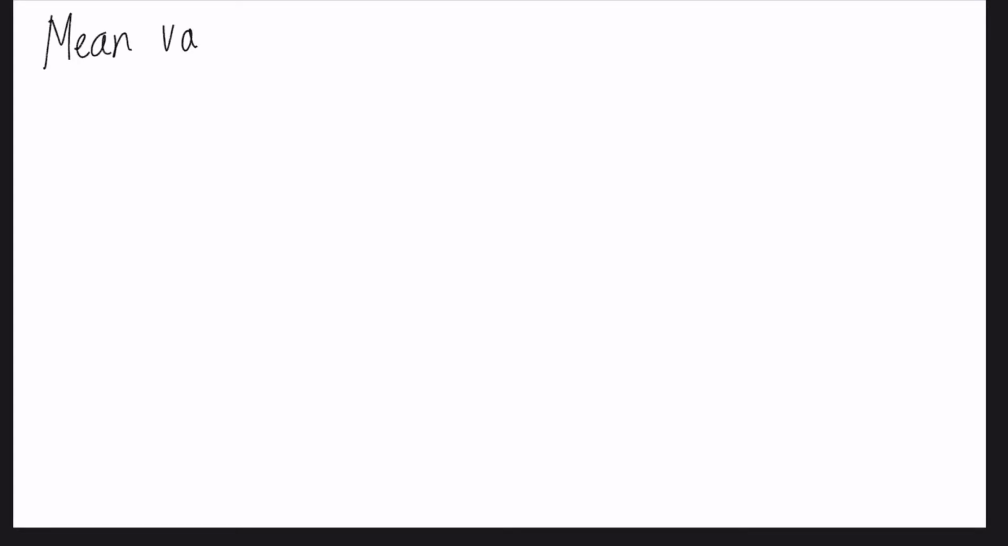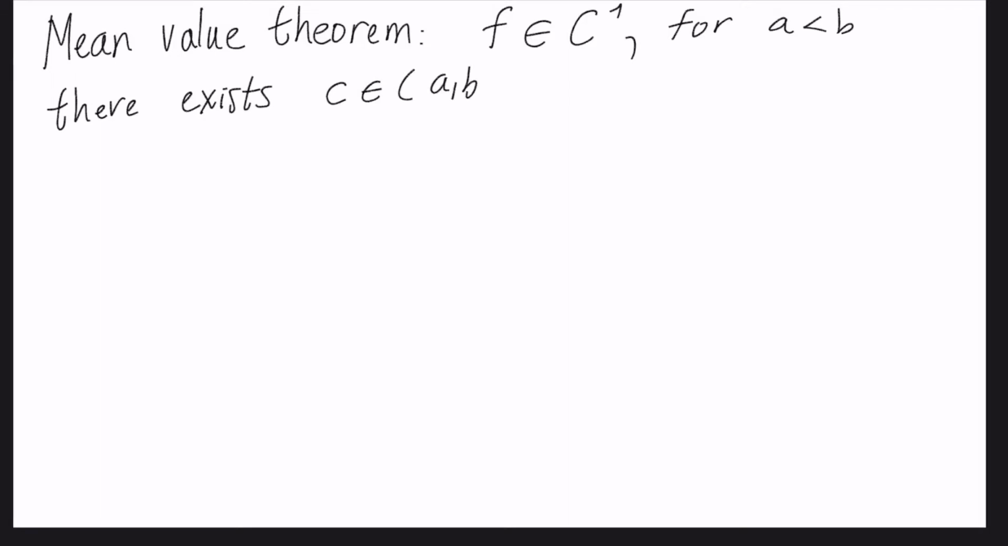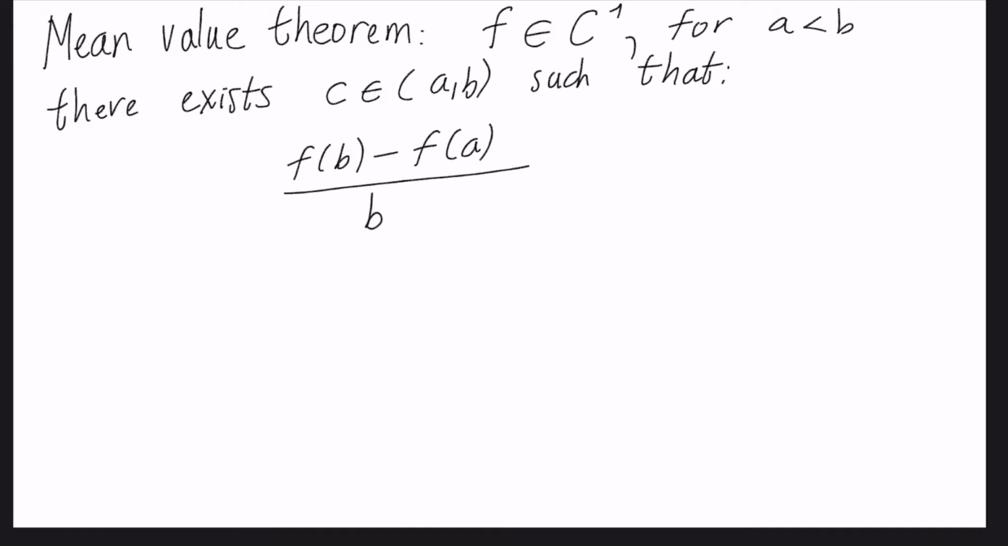The mean value theorem says that, suppose we have a function whose first derivative is continuous, so f belongs to C^1. Then for a less than b, there exists c that belongs to (a, b) such that f evaluated in b minus f evaluated in a, divided by b minus a, is equal to the derivative of the function evaluated in c. So this is the mean value theorem.